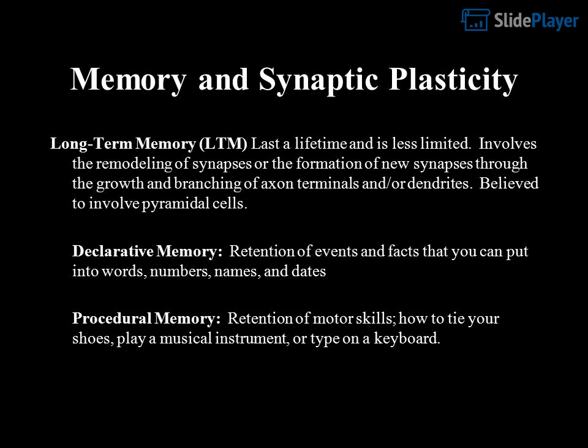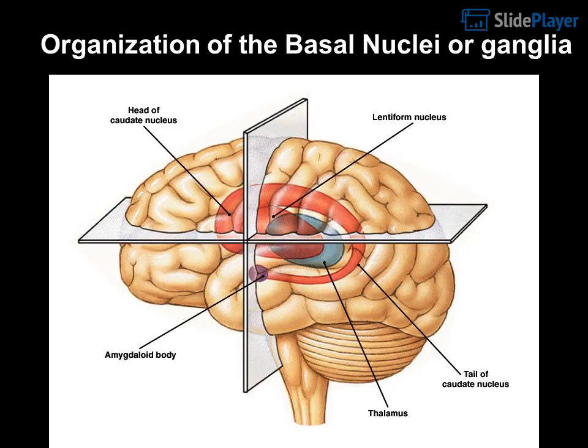Memory and synaptic plasticity. Long-term memory, LTM, lasts a lifetime and is less limited. Involves the remodeling of synapses or the formation of new synapses through the growth and branching of axon terminals and/or dendrites. Believed to involve pyramidal cells. Declarative memory: retention of events and facts that you can put into words, numbers, names, and dates. Procedural memory: retention of motor skills, such as how to tie your shoes, play a musical instrument, or type on a keyboard. Organization of the basal nuclei or ganglia.